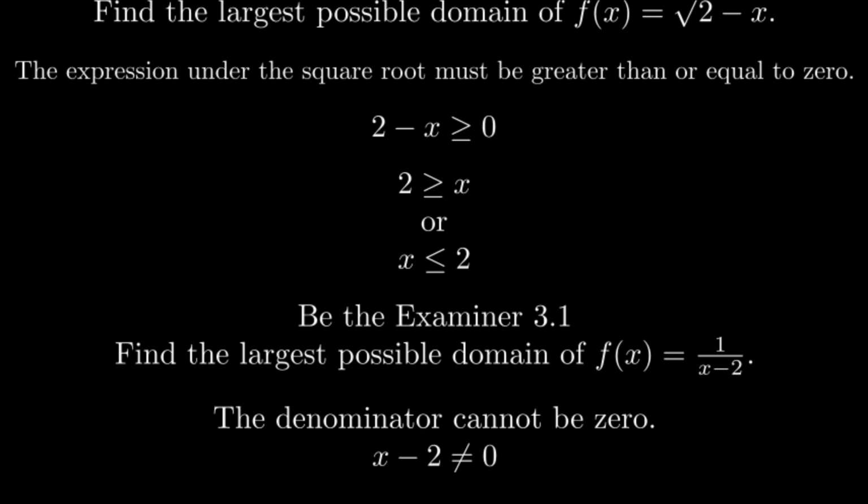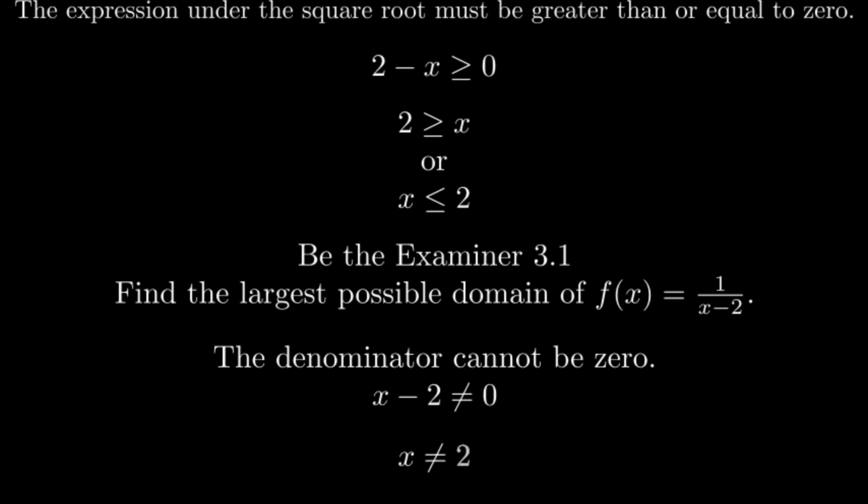We set the denominator not equal to 0. x minus 2 is not equal to 0. Adding 2 to both sides, we find that x cannot be 2. The domain is all real numbers except for 2. Any other number is a perfectly valid input.